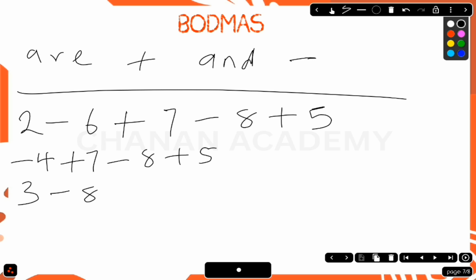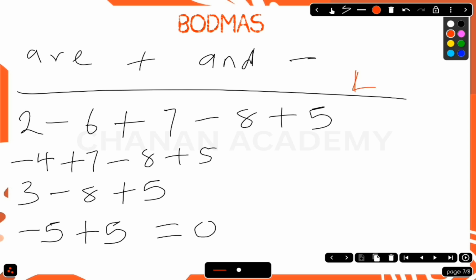minus 8 plus 5. 3 minus 8, the result is minus 5, plus 5, and the result will be 0. So from the left hand side, the result is 0.